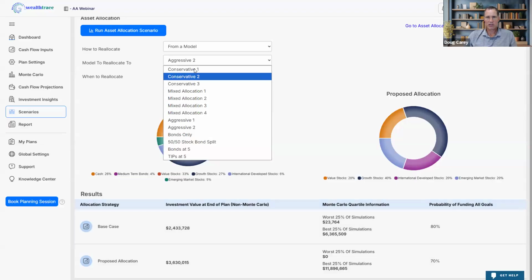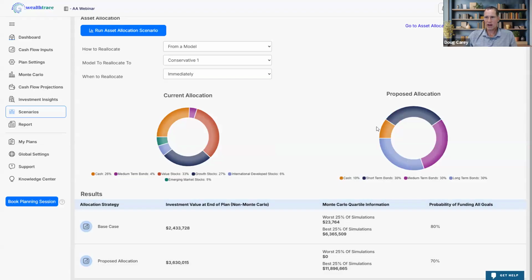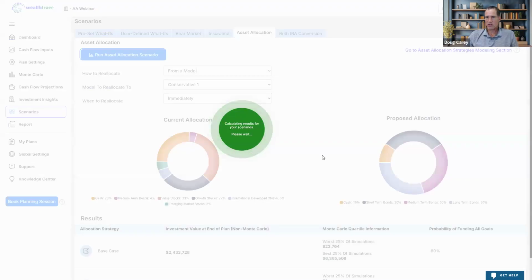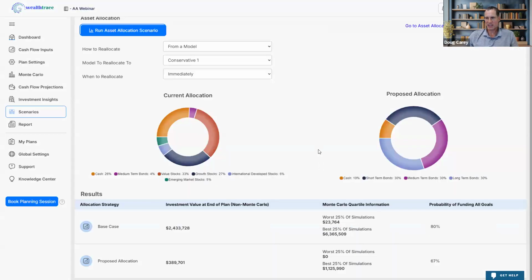We can go the other route, super conservative, all cash and bonds. Some people think I'll just be conservative. I don't want to run out of money. Well, turns out it's actually going to give them a higher chance of running out of money. Look at how much the Monte Carlo dropped. It's just not enough return for them. The bottom quartile, they have no money. The upper quartile is way worse than their current allocation. So conservative one, all bonds and cash, is a no-go for them. This would be major trouble for their plan.